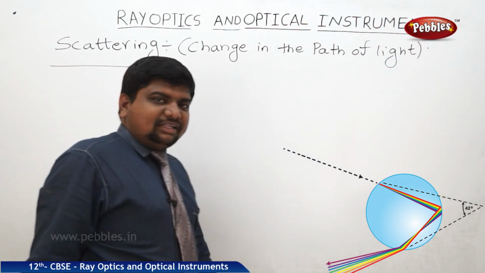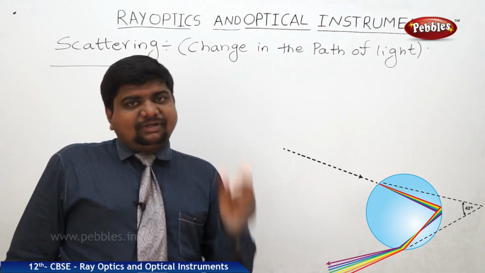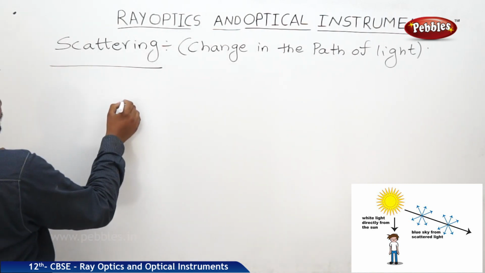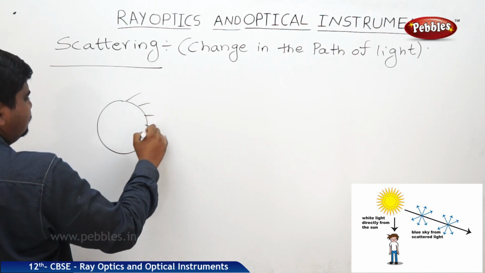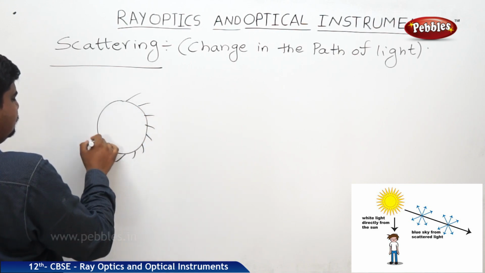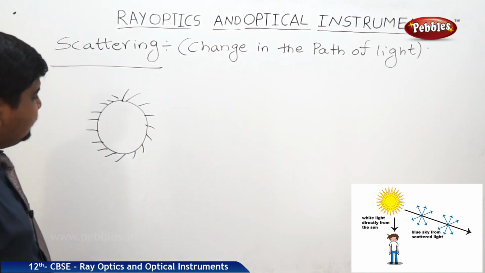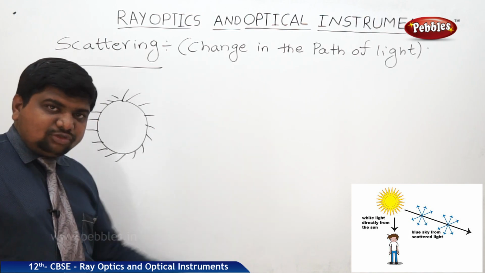So change in the path of light, and that should be a particular wavelength traveled to a particular distance. So what is this scattering? Suppose the sun, like this: at the time of sunset and sunrise, the sky appears to be reddish.